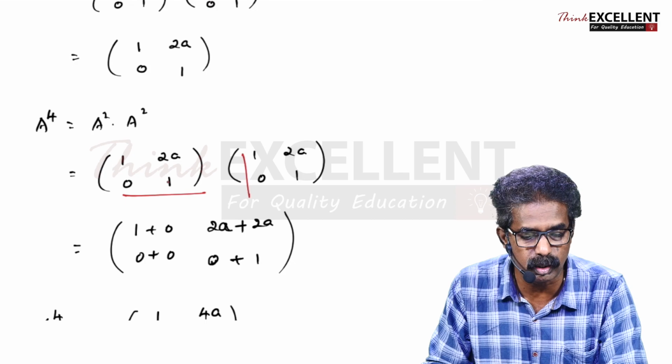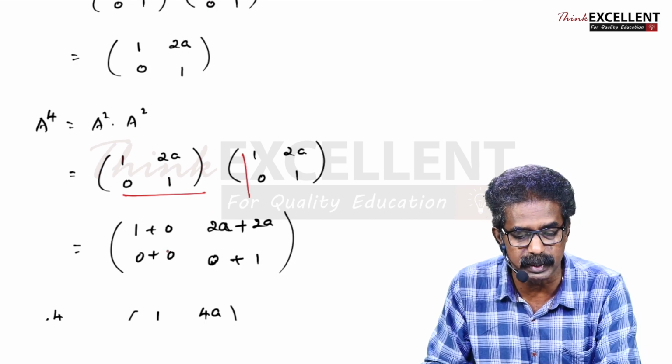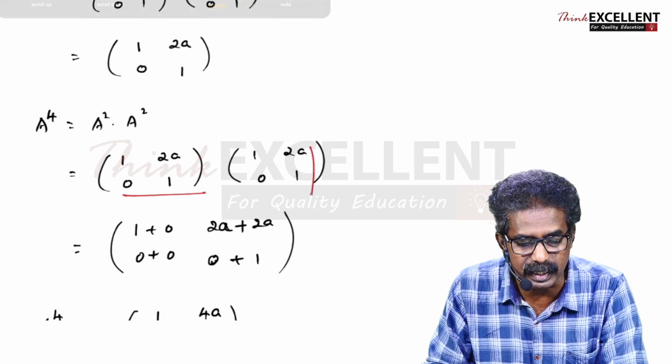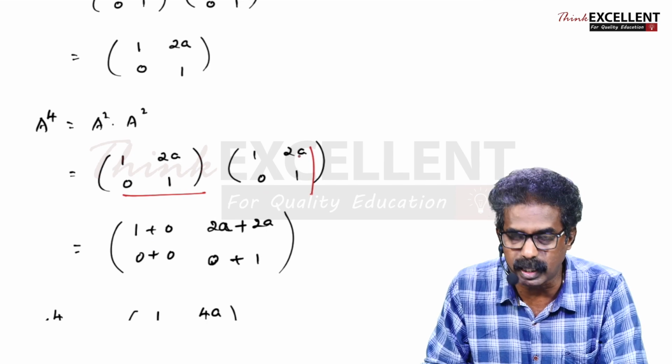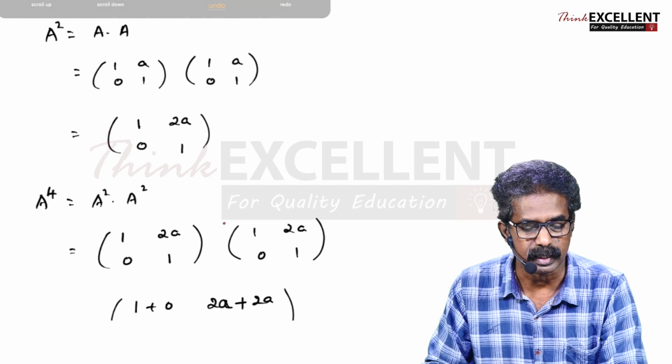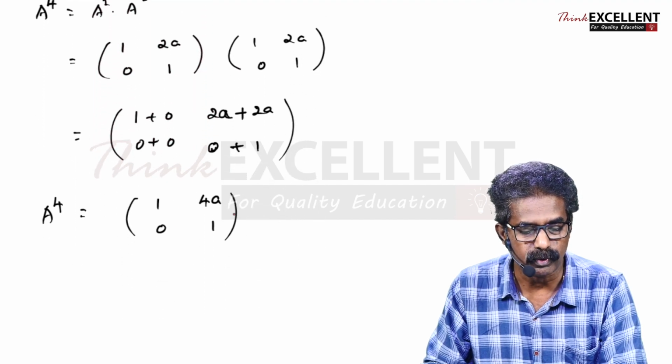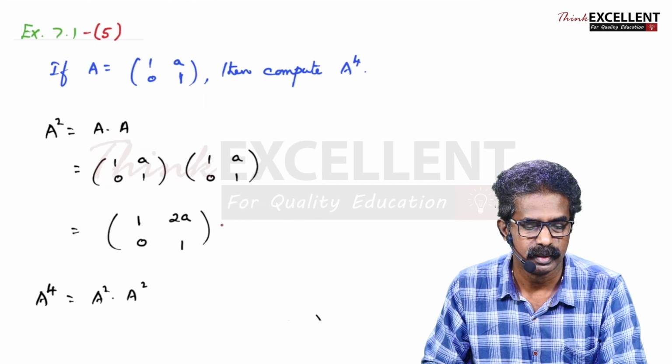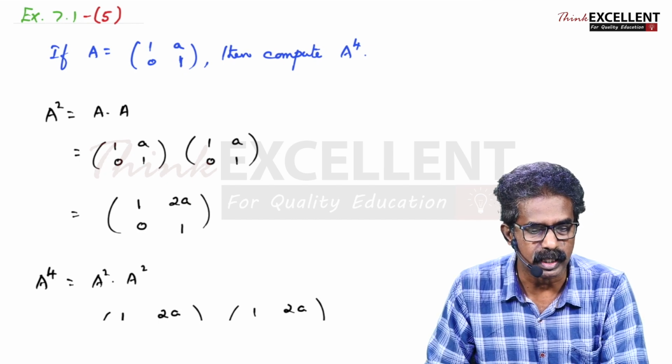Now second row, first column. 0 into 1, 0, 1 into 0, it is 0. So 0 plus 0. Second row, second column. 0 into 2A, 0. 1 into 1 is 1, right? So you are getting 1, 4A, 0, 1. Now let's move on to question number 7.